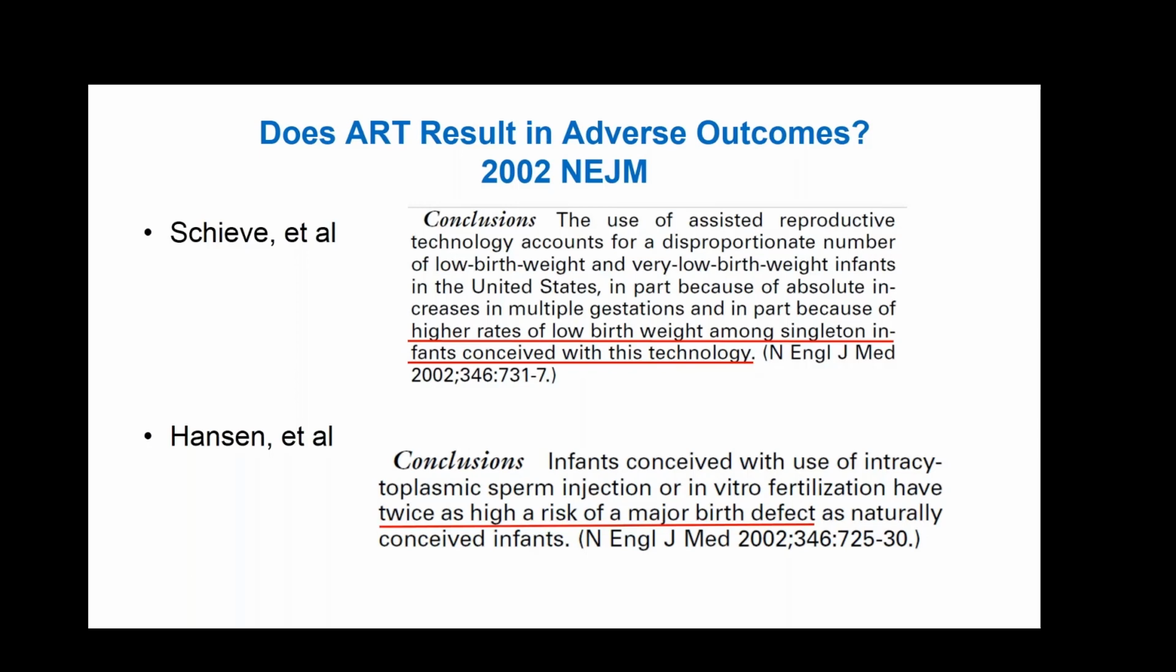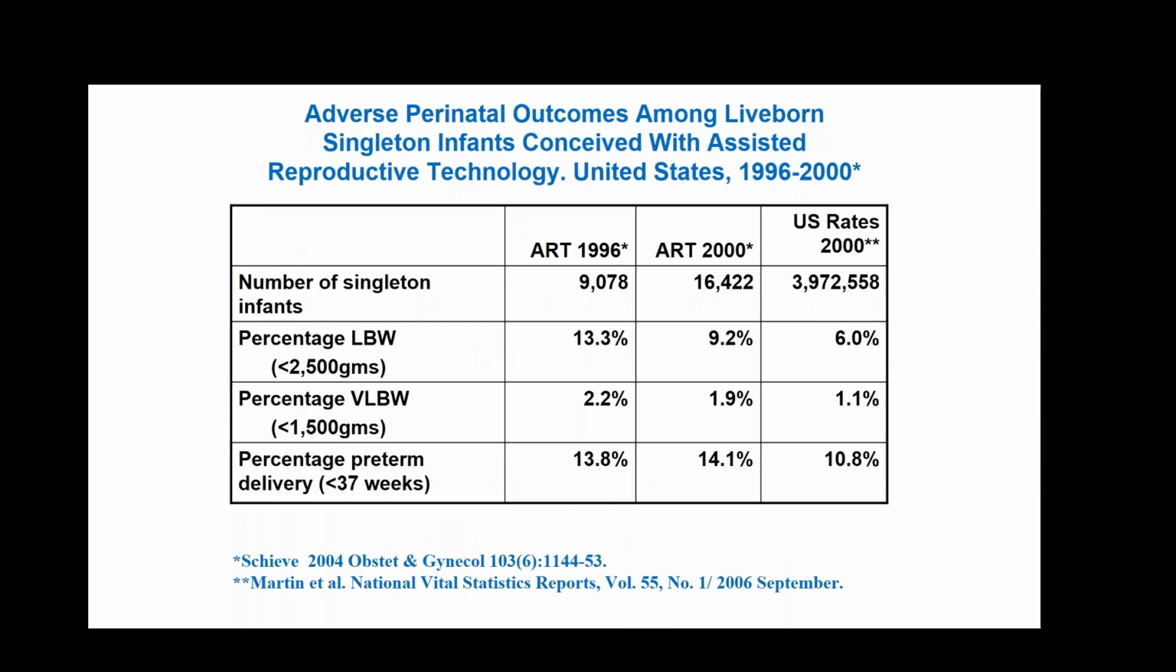The second article was from Australia and found that ART with or without ICSI, intracytoplasmic sperm injection, had a higher rate of major birth defects than spontaneously conceived infants. A subsequent paper in 2004 by Schieve and co-investigators gave numbers for birth weight and prematurity as shown in this table. The comparison group for this study was national U.S. data, also shown in the table.